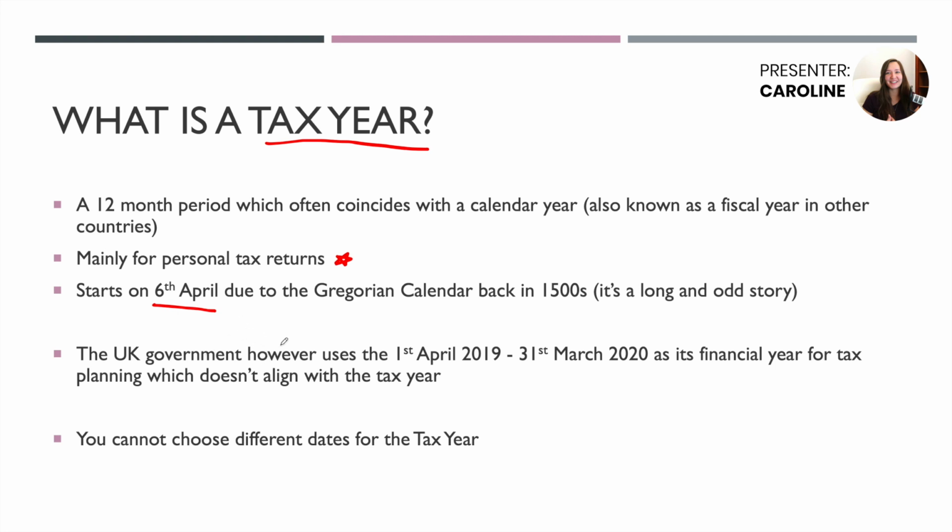The UK government, however, uses the 1st of April to the 31st of March, 2020 to 2021. So this is this year. And that is essentially their financial year for when they do budgeting and tax planning and all that stuff. But for personal tax returns, it's the 6th of April. So if you receive any income, it's going to be from this date going forward. You cannot choose different dates for the tax year. These are chosen by the government and it is what it is. So that's kind of a quick overview of a tax year for you.